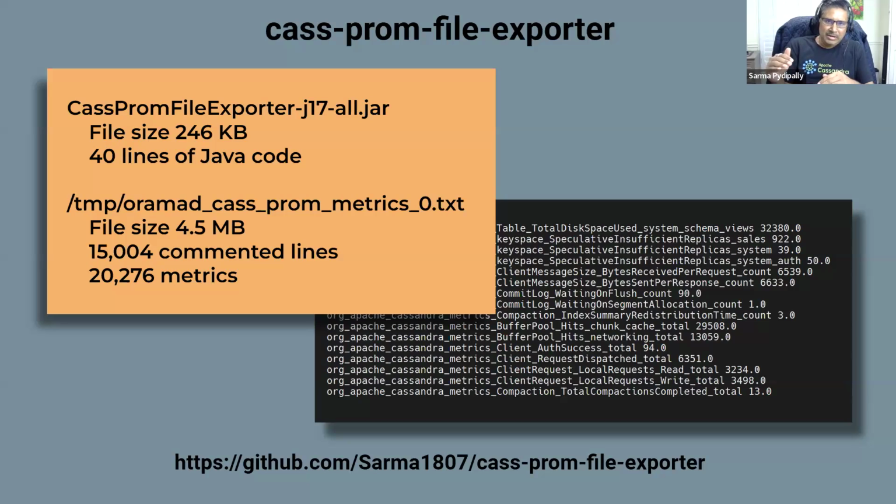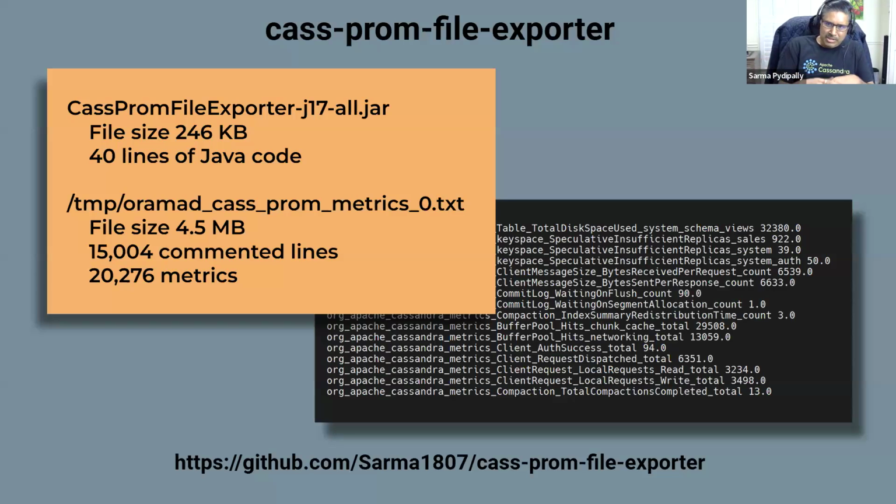The text file, as is, without any changes, is about a 4.5 megabyte file. It writes about 20,000 metrics on a very small cluster. The nodes are not very busy. I still have to test it with very busy nodes, but it publishes about 20,000 metrics. And out of those 20,000 lines in the 4 MB file, about 15,000 of them are commented lines.